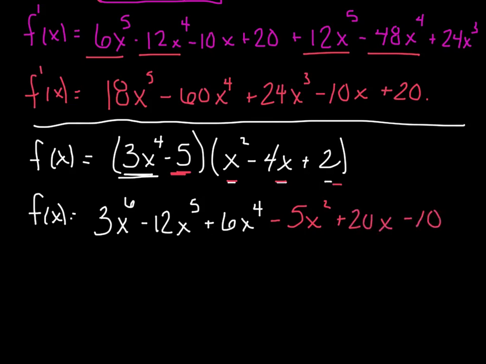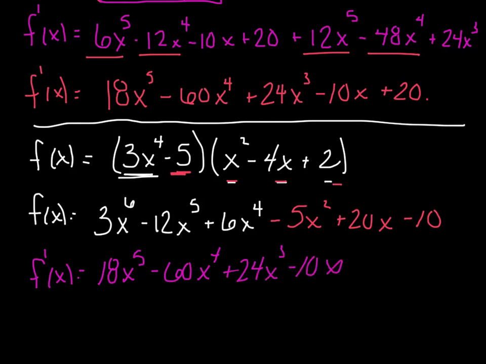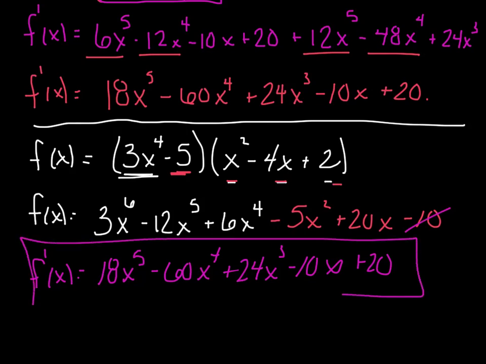Okay, and now I'm just going to take the derivative. It's simple power rule at this point. So I'm saying my f prime of x is 18x to the fifth minus 60x to the fourth plus 24x cubed minus 10x plus 20, and of course that derivative is 0. Now, look at that. That matches exactly with what I got from product rule. So if you can avoid product rule, by all means go ahead.